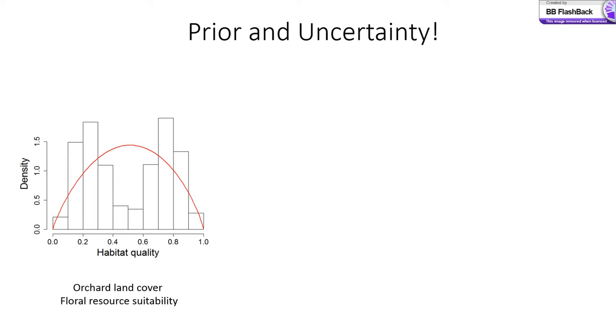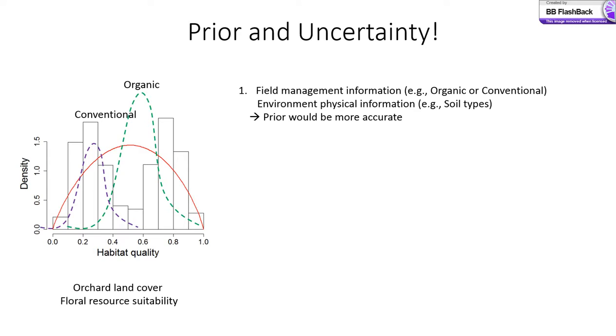This is our current aggregate prior, based on just two people, about floral resource suitability for orchard in the spring season. If we know the direct relationship between field management or environmental physical variables and floral or nesting suitability, then we can get a more accurate prior. More importantly, using a parameterization process, we can get a posterior for suitability on individual habitat. However, this is not our current goal, this is our future goal.